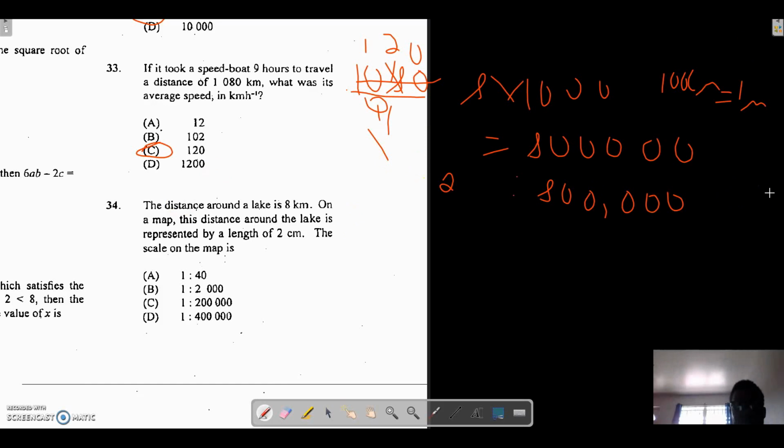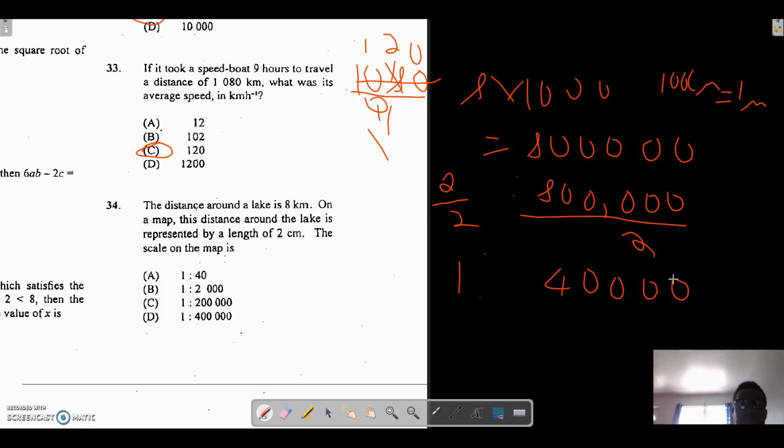So to determine what 1 centimeter is, I would simply have to divide both sides by 2. So it would be 1, 2. 2 into 8 is 4, which makes it 400,000. So it's 1 to 400,000, which means that 1 centimeter on the map, on the ground, in real life, is 400,000 centimeters. So whenever we're using the scale to determine this, we just simply need to have them be.